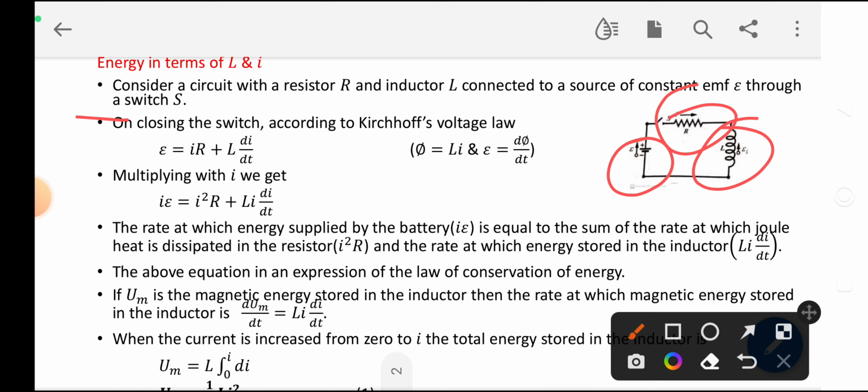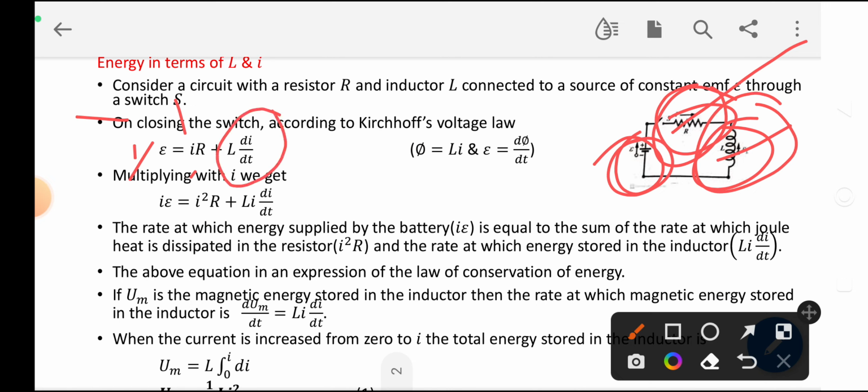So the voltage of the battery, epsilon, equals the sum of the voltage across the resistor, which is current into resistance, IR, and the voltage across the inductor, which is L into di by dt. The voltage across the inductor is epsilon equals d phi by dt, from Faraday's second law.